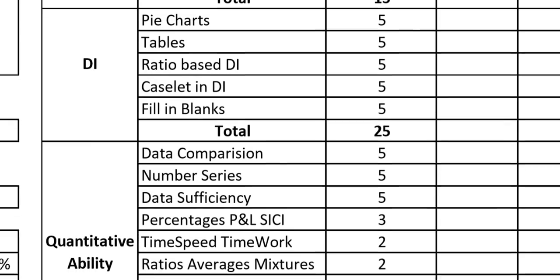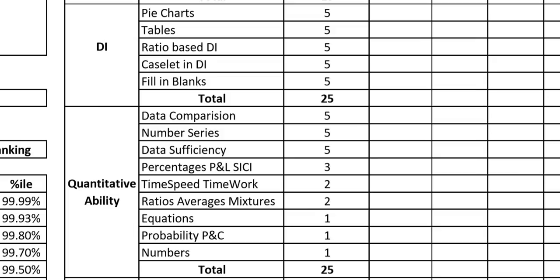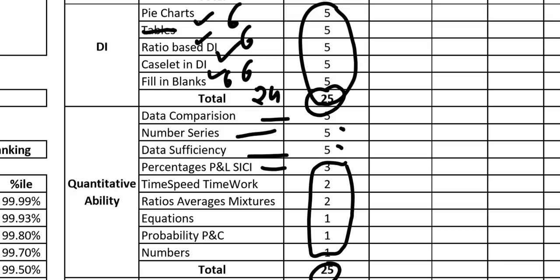Moving to the second part, quant. The total 50 marks paper is divided into 2 parts, DI and quant. DI is 25 marks, with 6 questions on each type, then 24 marks. For example, in a few of the sets there were no tables, so pie chart, ratio based DI, caselet, fill in the blanks. And I have to find shortcuts in every area. Same way quant: data comparison, number series, data sufficiency, profit and loss, all the chapters. Every chapter of quant is worth 2 to 3 marks. Say 25 marks quant, 25 marks DI.